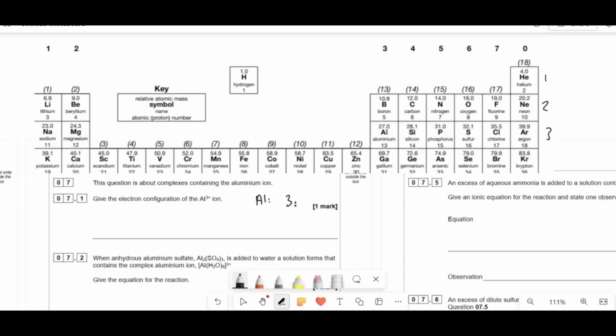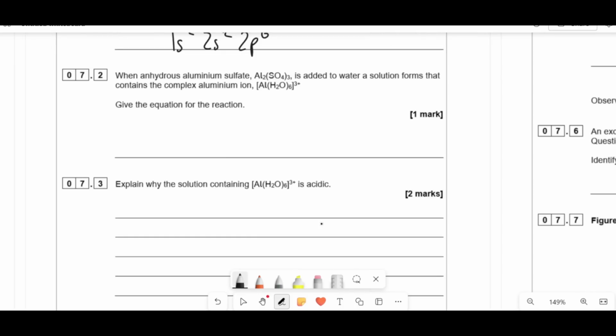It's 3p1. So I know it ordinarily finishes with 3p1, right? So Al normally is going to be 1s2, 2s2, 2p6, 3s2, 3p1. However, they want the Al3+, so we're going to lose that electron, bye-bye. That's 1, and then we lose 2 more, bye-bye. That's it, done. Next.